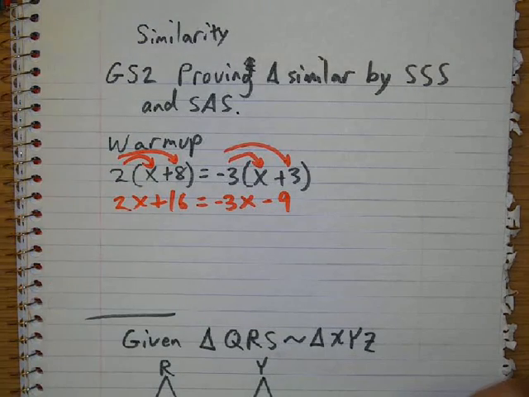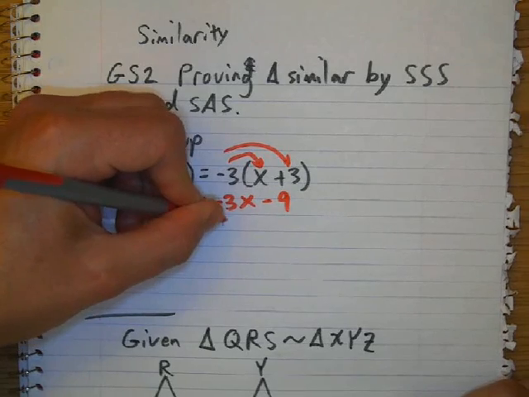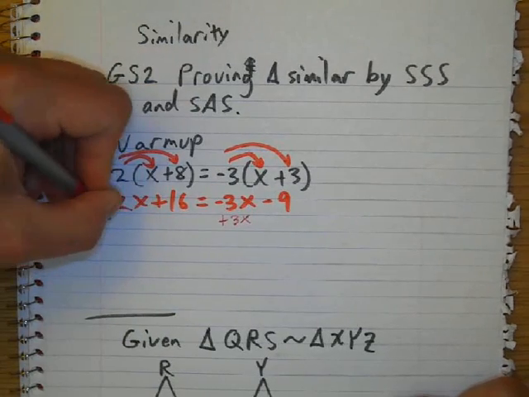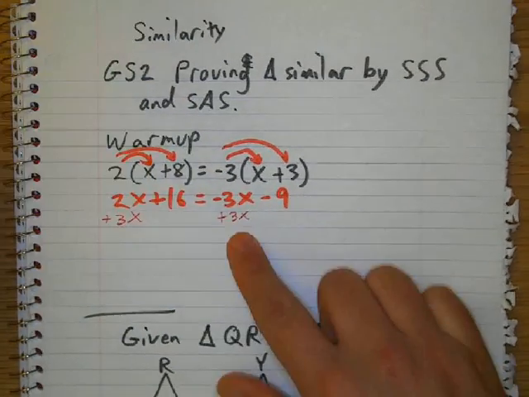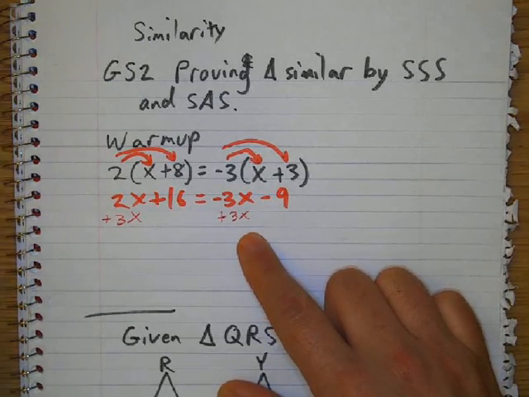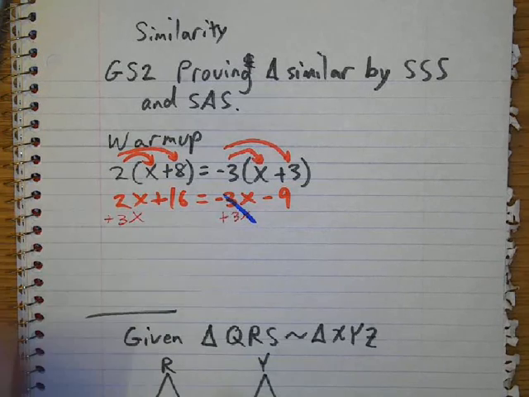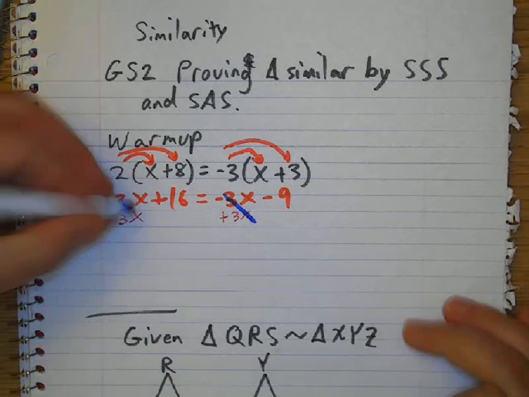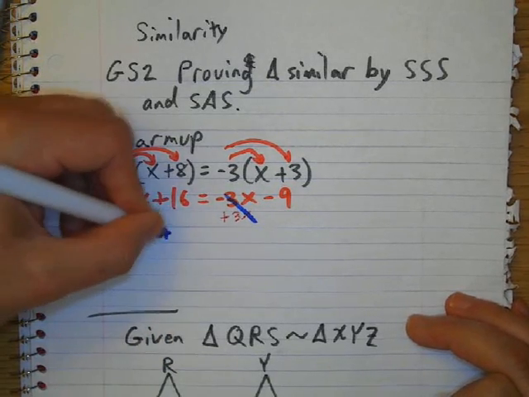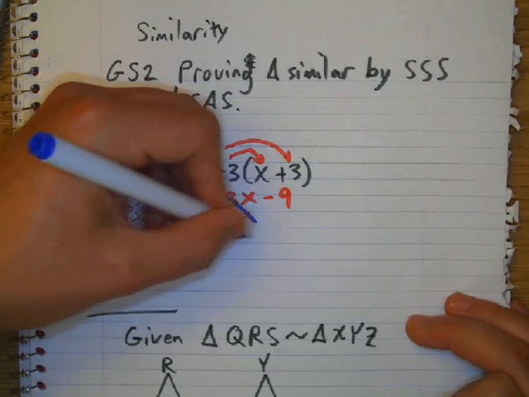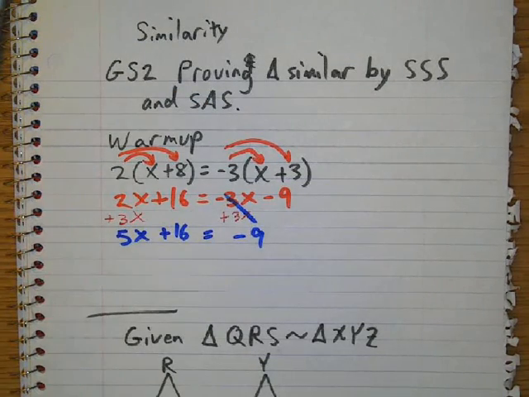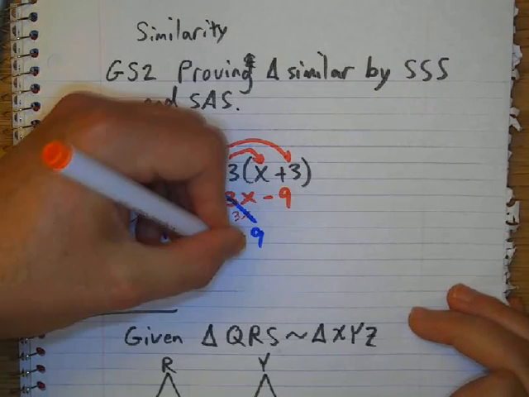And the first thing I'm going to do is add 3x on both sides. Since that's minus 3x, we need to add 3x on both sides. And that'll make this go away. And then I've got 2x plus 3x is 5x. Okay, so now I need to subtract 16 on both sides.